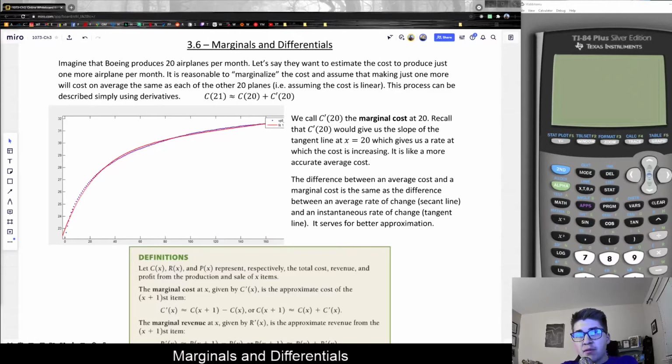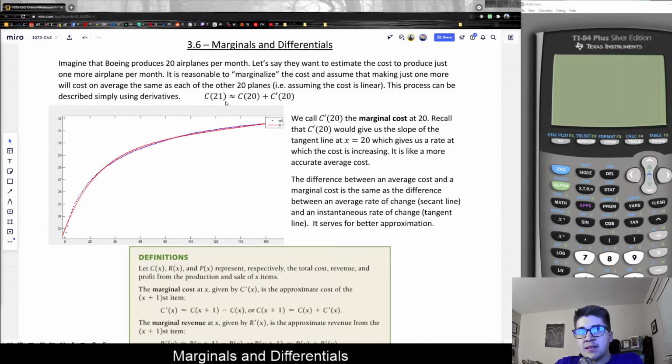Sometimes the first derivative of a function evaluated at a particular position is called the marginal cost of that item at that value. And the term marginalizing is essentially using the derivative to predict how much it would cost, or what the revenue would be, or whatever the case may be, for producing one more of those items. So in the example I describe in the lecture notes, let's imagine Boeing is producing 20 airplanes per month, and they want to know how much it would cost them to produce 21 instead.